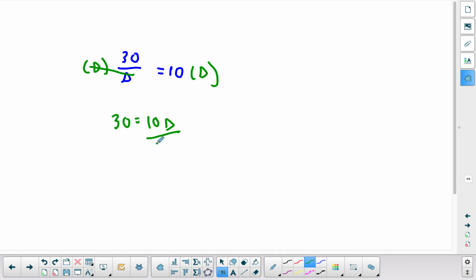So now we just divide by 10 and then divide by 10 again, so that whatever I do to one side of the equation, I'm doing to the other. And we end up with 3 is the same as delta. If you went back and plugged that in, 30 divided by 3 would be the same as 10, so we know we did it okay.